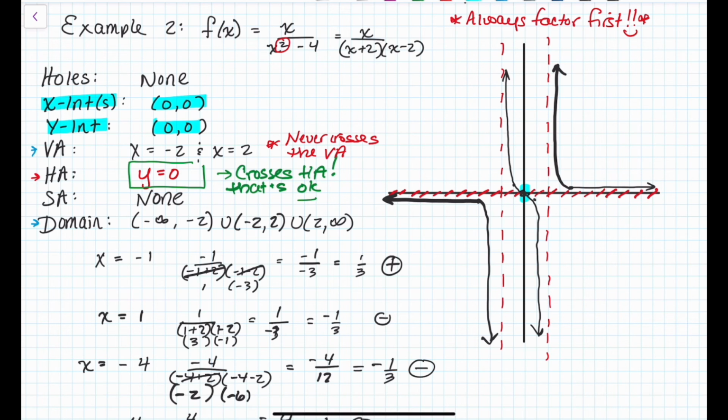So remember, you just want to make sure that your graph never crosses those vertical asymptotes. And again, near the origin, the graph does cross the horizontal asymptote in this case.